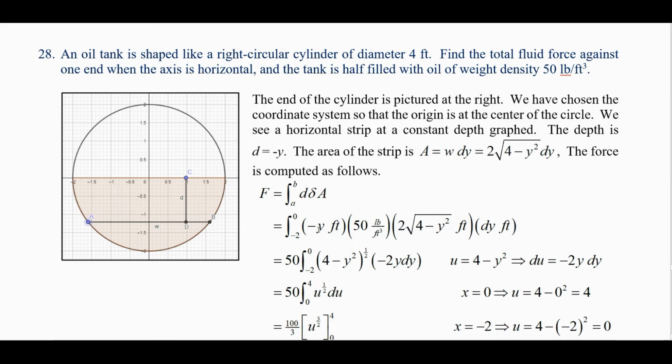So the depth is minus y feet. The density is 50 pounds per cubic foot. That's the weight density. The area then is that width times the height of dy. Now if you look, I put the units in to show you that they work out.